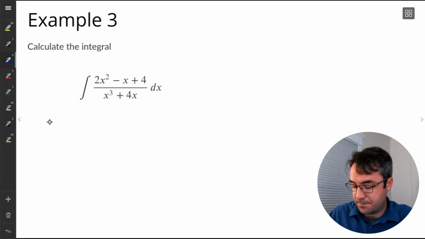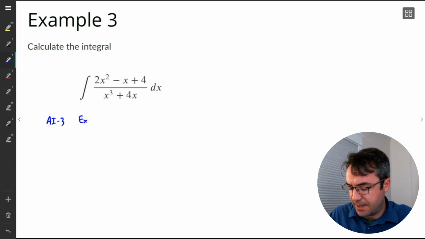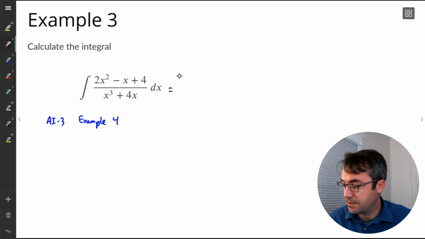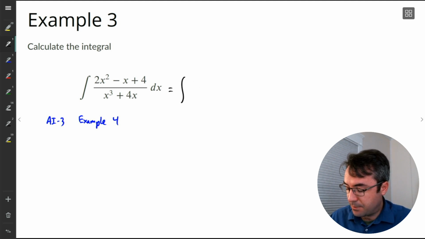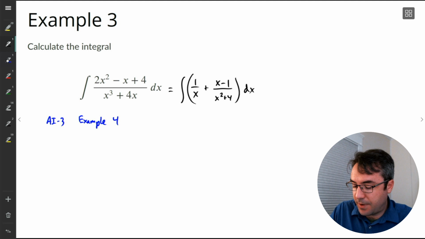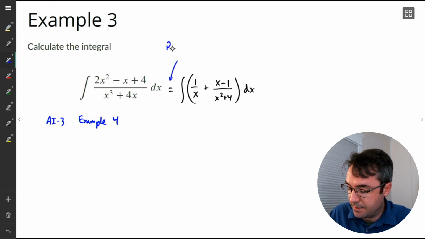So this was back in the last learning outcome, and this was, I believe, example 4. So we already did all of the heavy lifting calculating the partial fraction decomposition for this one. That would be a key step here, where most of our work is going to be. So let's summarize the result. What did we find? Well, we found that it broke apart into 1 over x plus x minus 1 over x squared plus 4. So that was our partial fraction decomposition, and we did that in the last lecture.